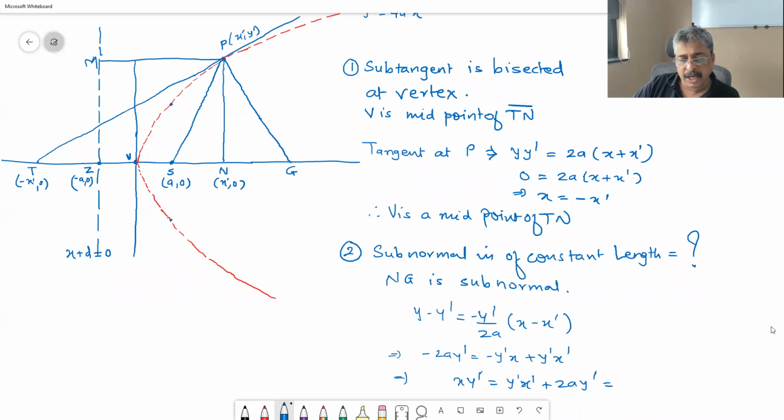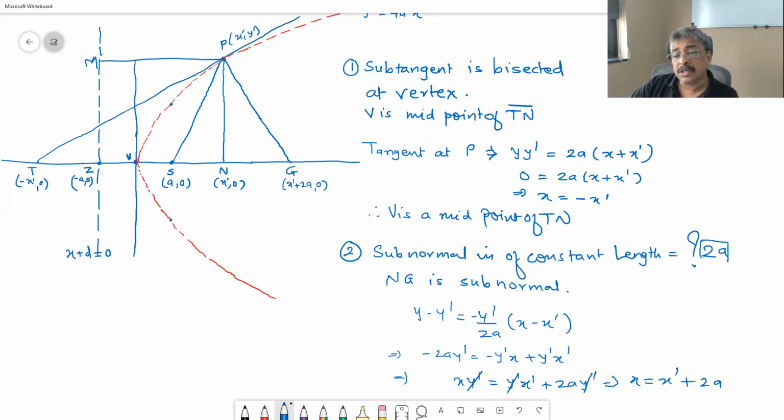Right, so y dash cancels from all three. Now what you get is x is equal to x dash plus 2a. So the x coordinate of G is x dash plus 2a and N is x dash. Therefore, the length of the subnormal is always 2a.